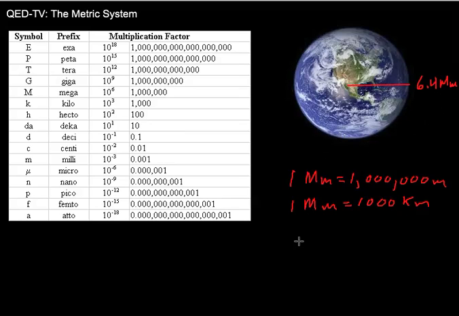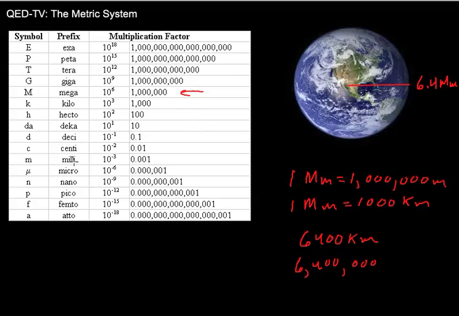So 6.4 megameters would mean that the radius of the Earth is about 6,400 kilometers, or 6,400,000 meters to the center of the Earth. So we're talking pretty big. A megameter is a pretty big thing. It's 1 million meters right there. Whoops, that's a billion. That's a giga right there. There we go, that's what we want. That's probably confusing. So, right there. Okay, so that's a megameter.